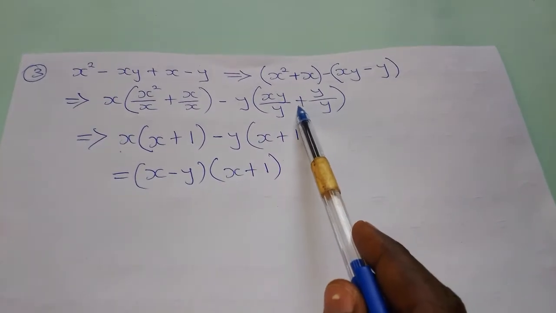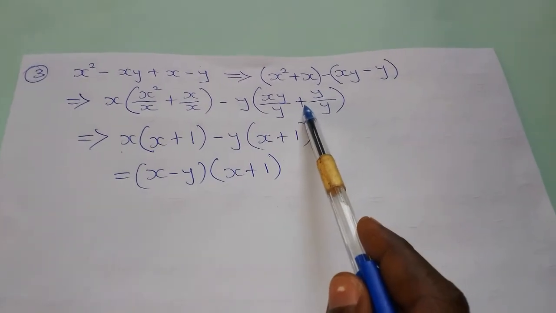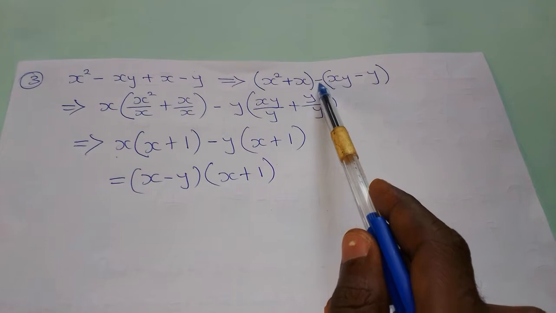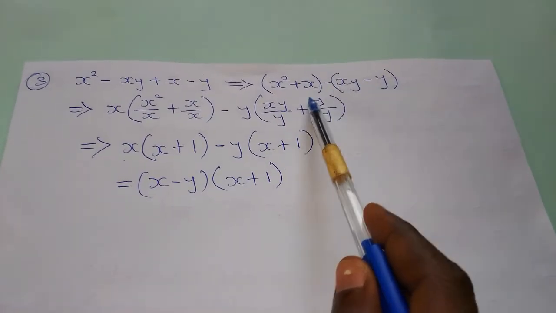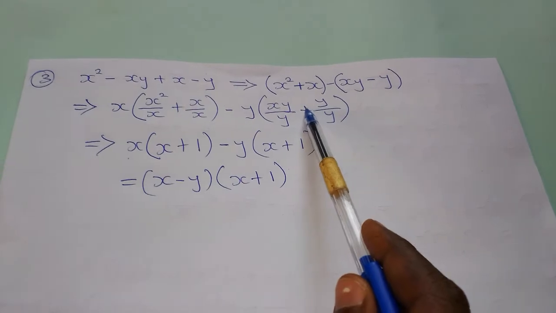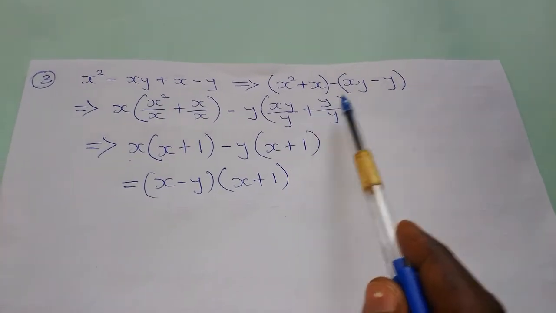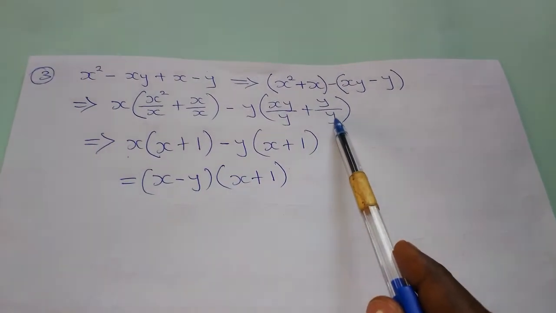Now look at this sign. It was minus here, here it is plus. How did we get plus here? Now this minus here times this minus here give us this plus. Minus times minus is plus. Okay, so divide this y by the common factor which is y.